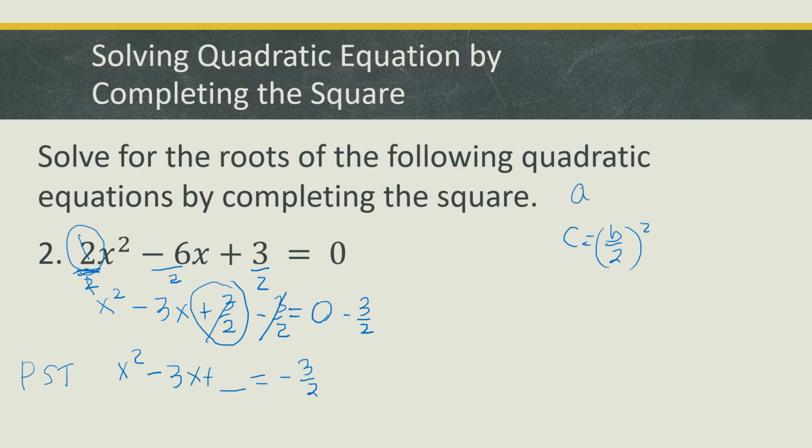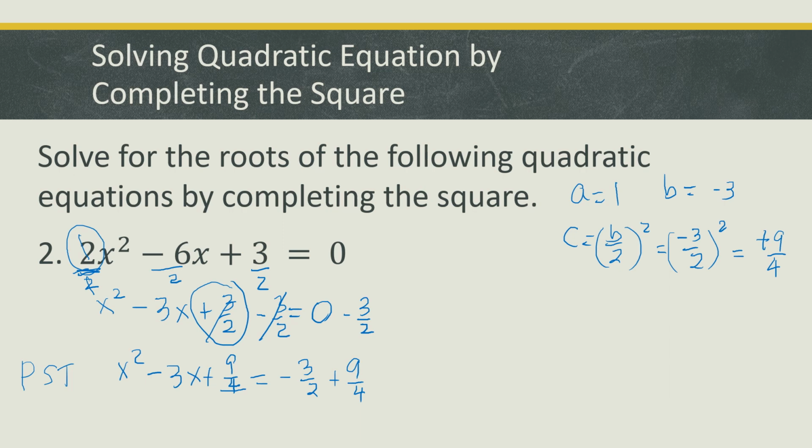Our a value is 1. Our b value is negative 3. So we will use negative 3 divided by 2 squared. So negative 3 divided by 2 squared is negative 9 divided by 4. So this will be now what we are going to add. Sorry, this is positive 9 divided by 4. So 9 over 4 plus 9 over 4.